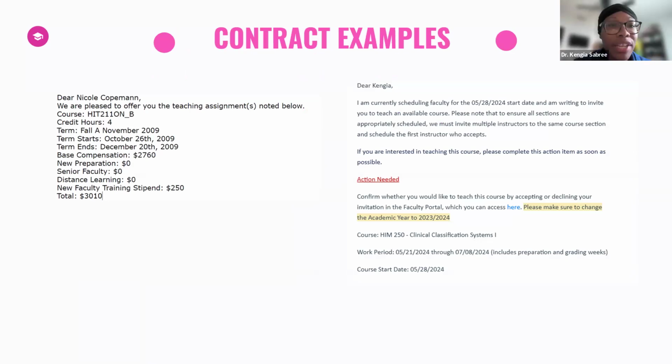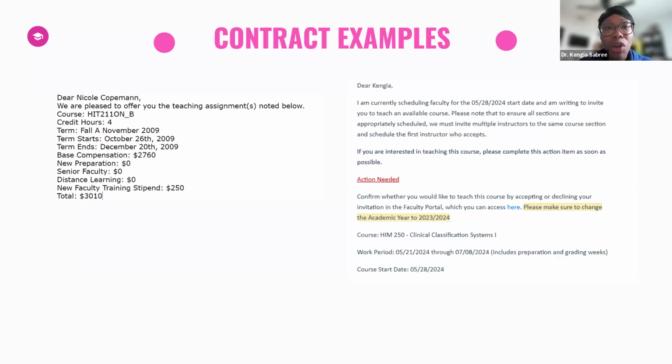Okay, all right. So we're going to share some contract examples, what you could expect when it's time to accept an adjunct opportunity. Here are two examples. One is on the left for Dr. Copeman. As you can see, the contract breaks down what course it is, the course credit hours, what term it's being offered, term start and end dates, and then the base compensation for this role. It also mentions a new faculty training stipend of $250, totaling $3,010 for that contract.